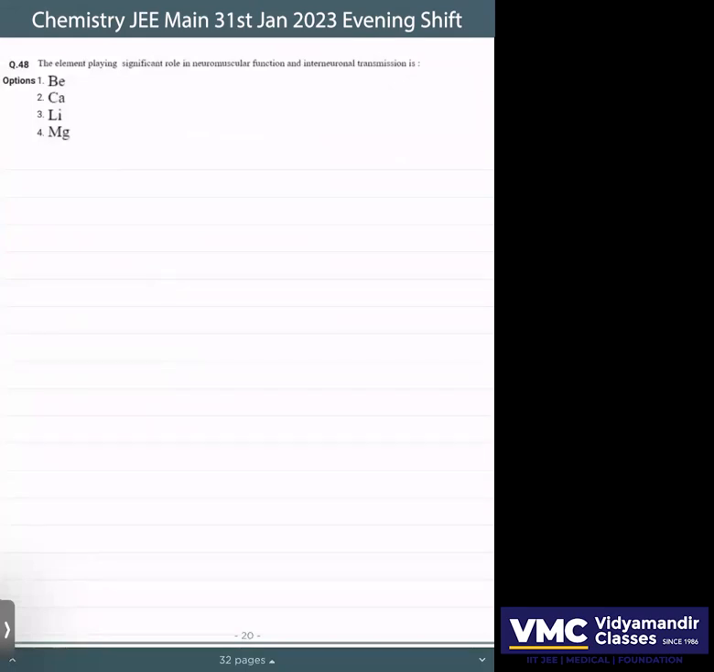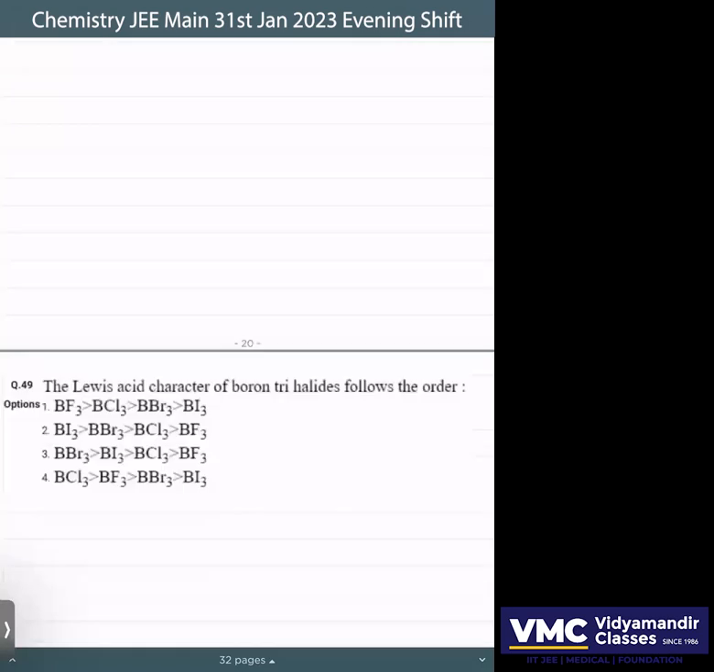Next question. The element playing a significant role in neuromuscular function and interneuronal transmission is calcium, which plays an important role in neuromuscular function, interneural transmission, cell membrane integrity, and blood coagulation. It is a line from NCERT on which this question is asked. Answer is option second, calcium.